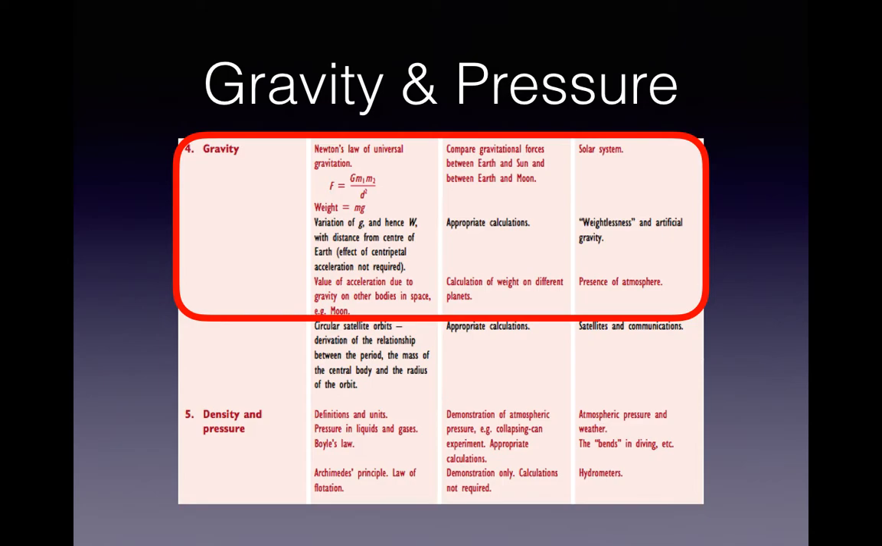The formula we've used, the variation of gravity as you go further and further away from a massive object, we've done that. The variation of the weight of an object or the force of attraction as you move further away from it, we've done that. The value for the acceleration due to gravity on other bodies in space, such as the moon, we've done that. Compare gravitational forces between the Earth and the Sun and the Earth and the Moon. We should have done textbook questions on that. Calculations done, calculated weight on different planets should be done from the textbook as well. So it's the SDS part we need to keep an eye on.